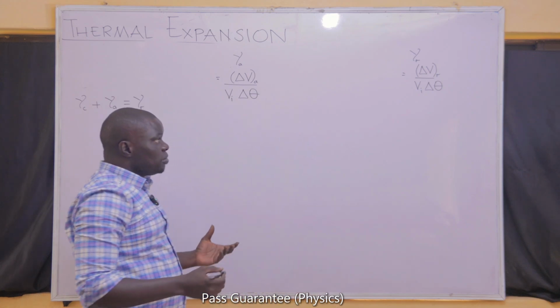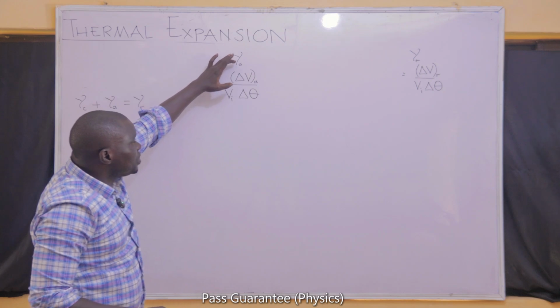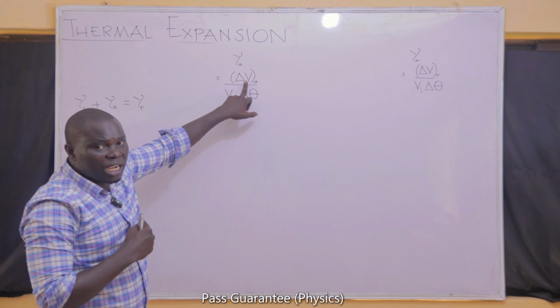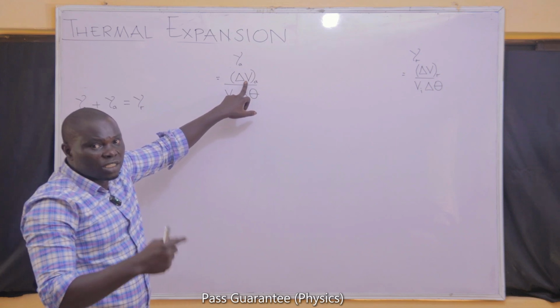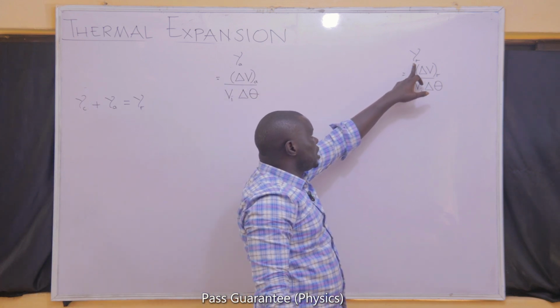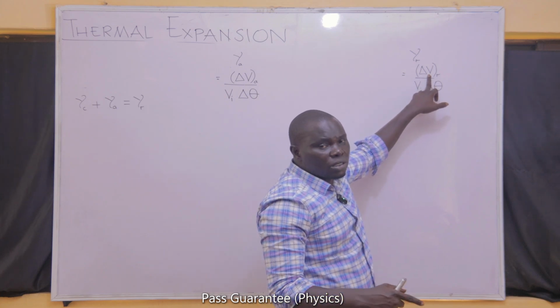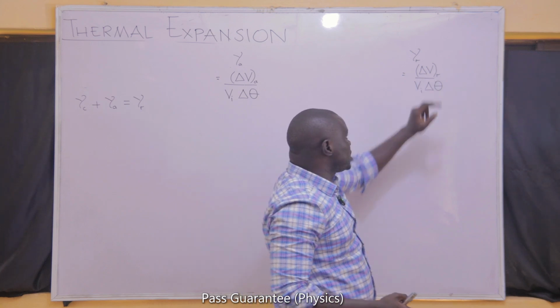For example, for the last illustration, if I want to find the apparent cubic expansivity of that liquid, I have to use the apparent change in volume. And the apparent change in volume for that should be 18 minus 14, which is 4. But if I'm looking for the real cubic expansivity, I will have to use the real change in volume. The real change in volume was 6 centimeter cube because it went from 12 centimeter cube to 18 centimeter cube.